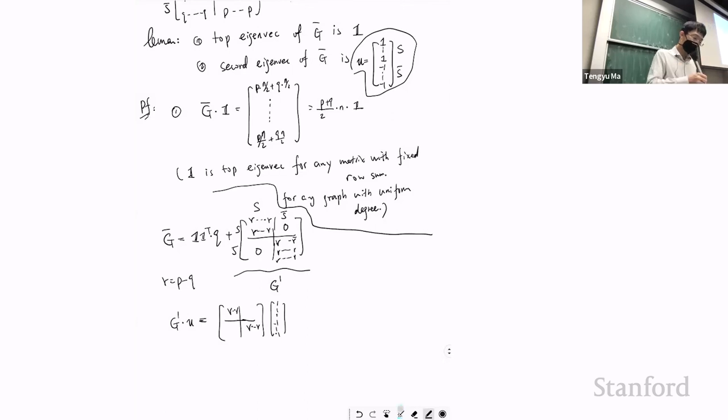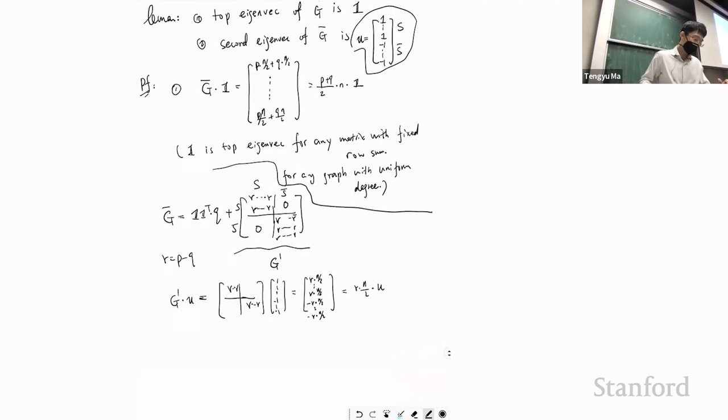All right, so when you do these two things separately, basically you get R times n over 2 for the first n over 2 coordinates, and you get minus R times n over 2 for the second set of coordinates. So this is R times n over 2 times U itself.